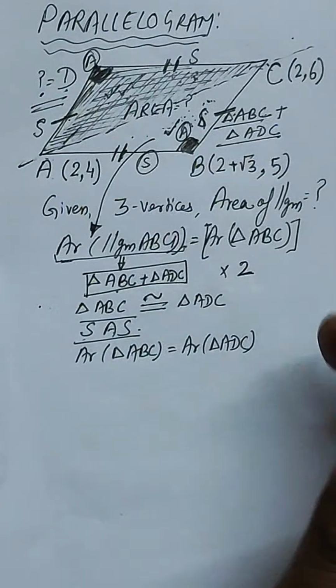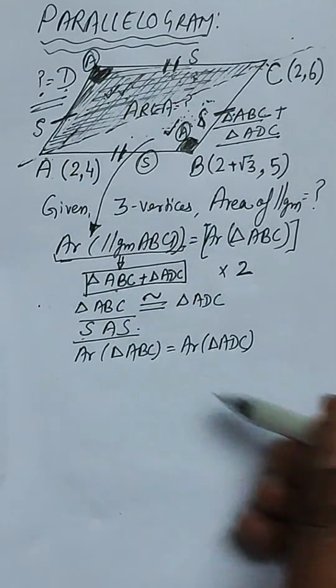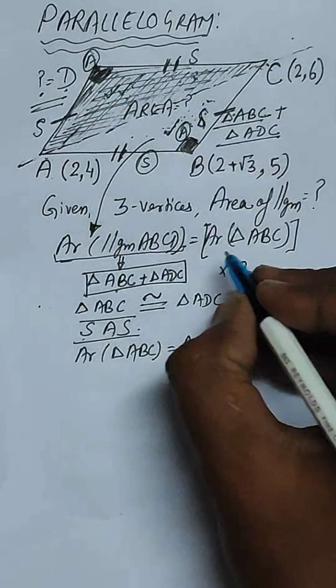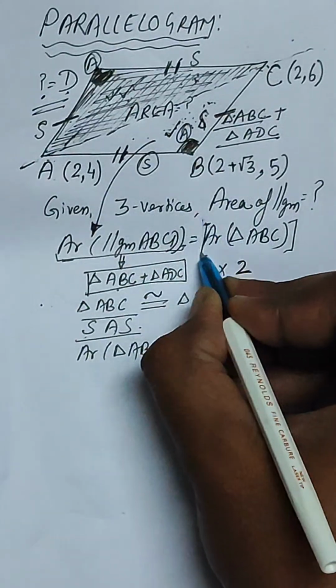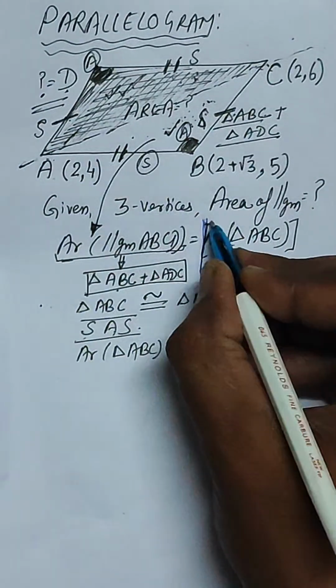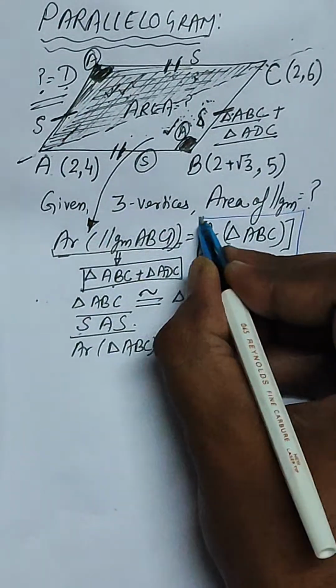Now we are done with our part. This leads us to think that the area of parallelogram ABCD can be written as 2 times the area of triangle ABC.